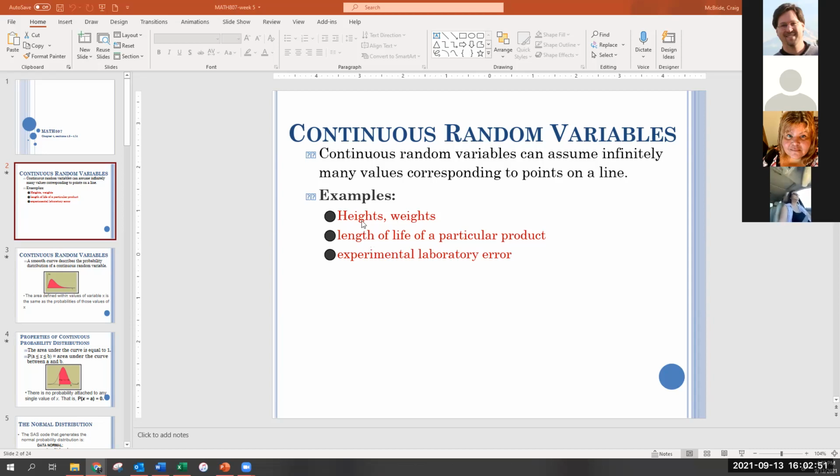We've talked about these kinds of examples before: heights and weights and the length of life of a particular product. So you can see the passage of time, the length of life of something would be the same thing as your age. That's the length of life of you so far. So age and any kind of measurement of time is always considered a continuous random variable, even though it's normally reported more discretely. Okay.